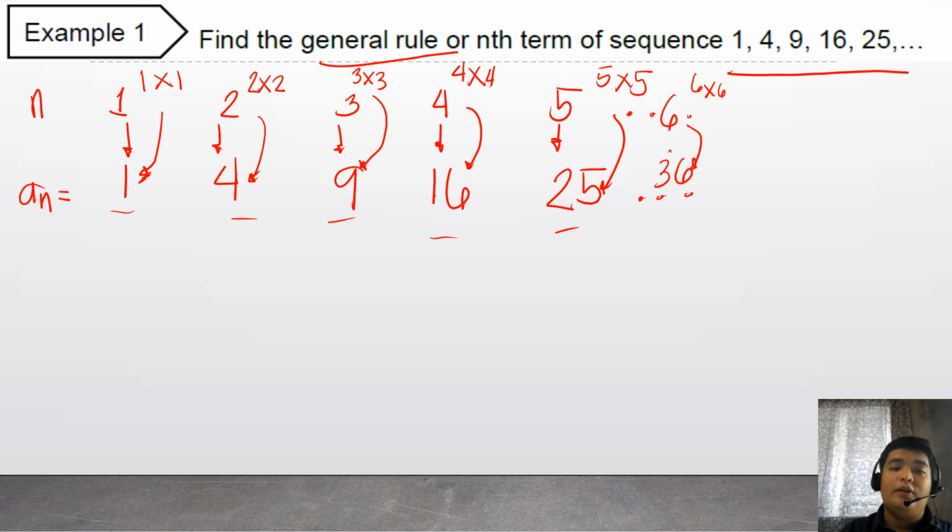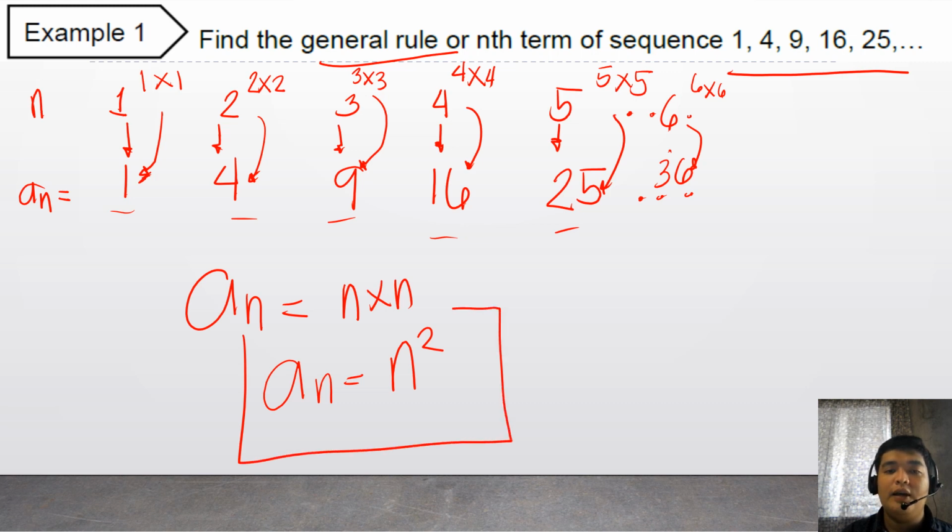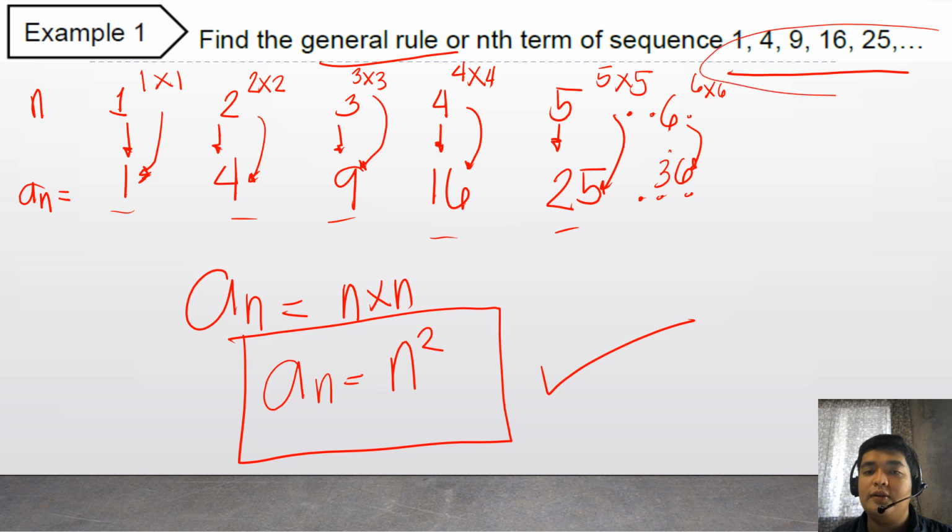So therefore, what is our general rule? Given how we solved for a sub n, right? To get our a sub n, we'll just multiply n times n, right? n times n. So therefore, a sub n is equal to n squared. So therefore, our general rule is a sub n equals n squared. Okay? From our n, we will multiply it by itself to get the terms of the sequence. Okay? That's for example 1.